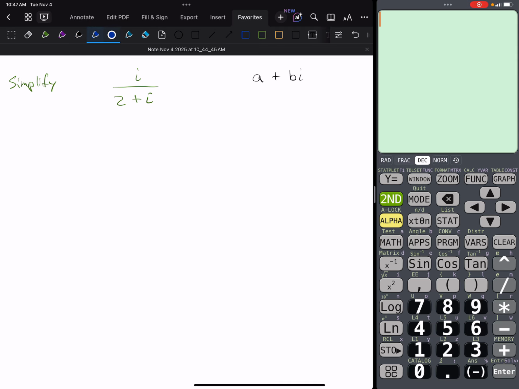Remember our difference of squares pattern. Our difference of squares pattern was a squared minus b squared, and it equaled a plus b times a minus b. Well, that looks an awful lot like an a plus b. This is what I want, or will do the job. And so what I need to do is figure out what I need to multiply by to get this a minus b involved. Well, if a plus b is 2 plus i, then a minus b is going to be 2 minus i, right?